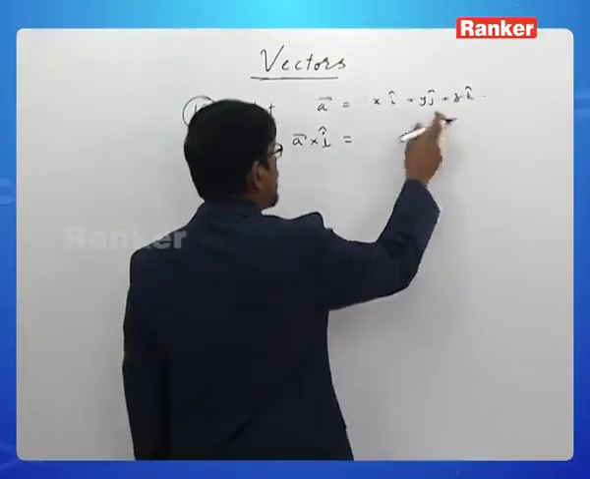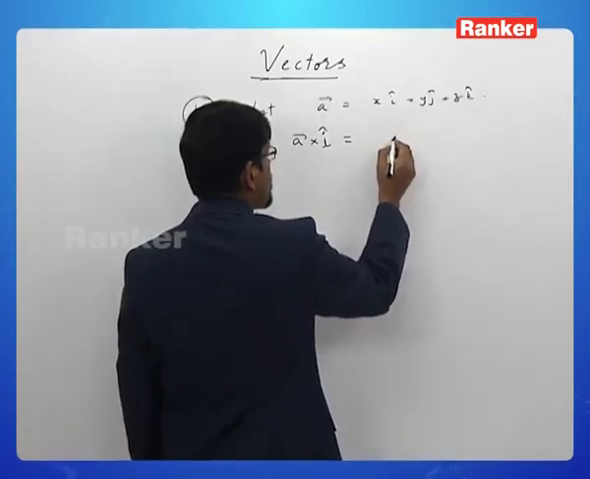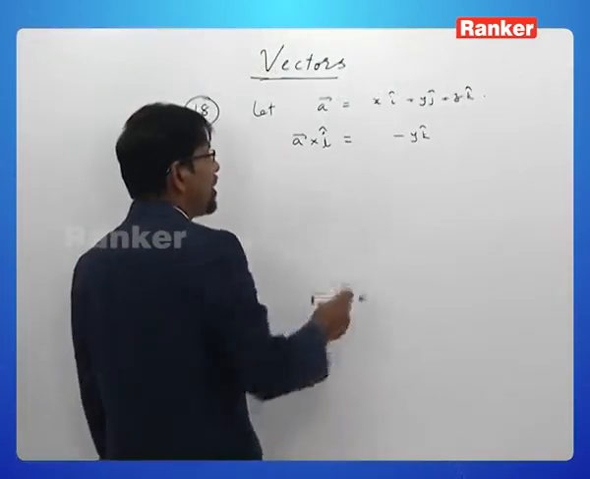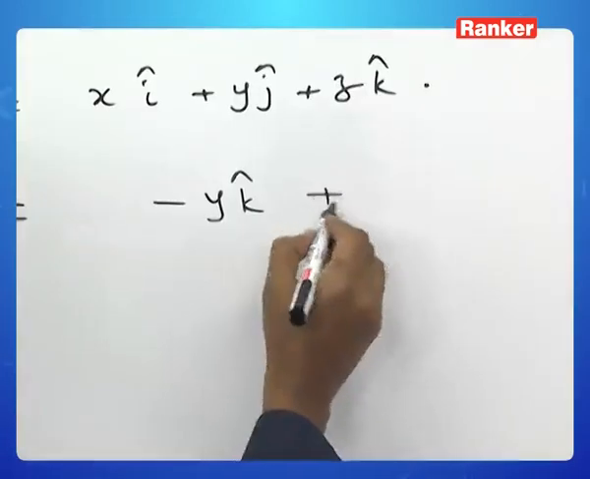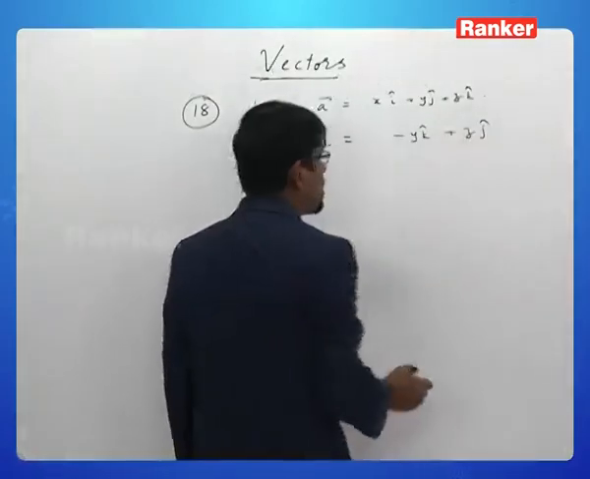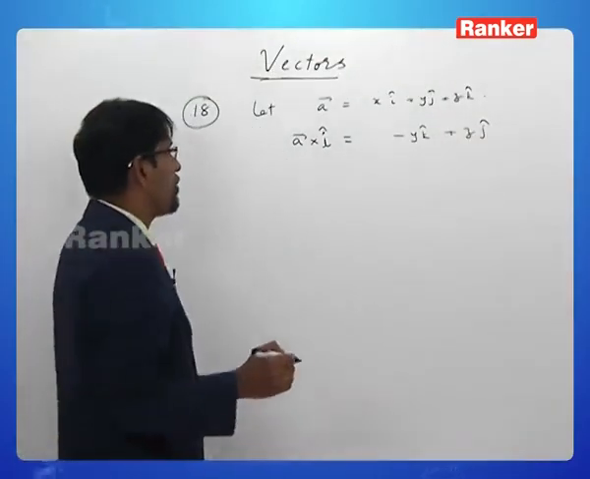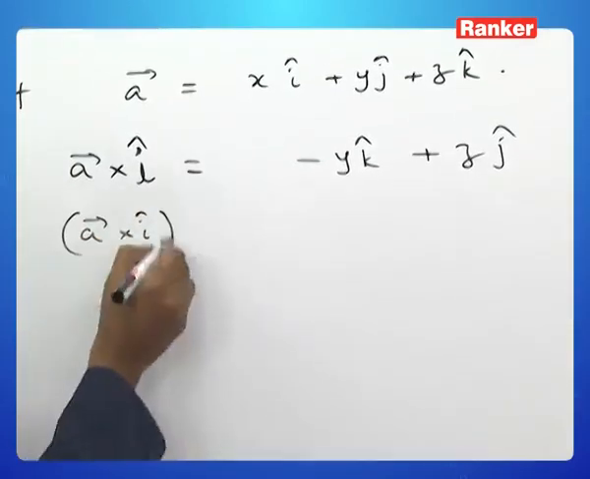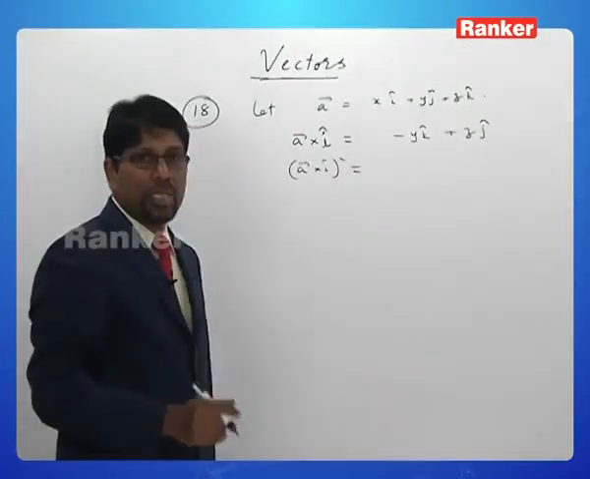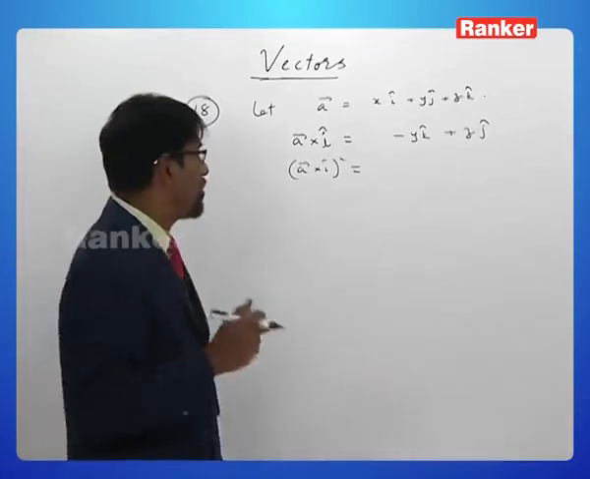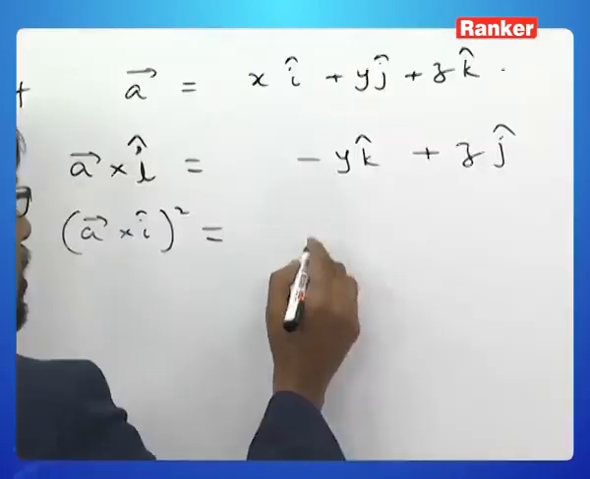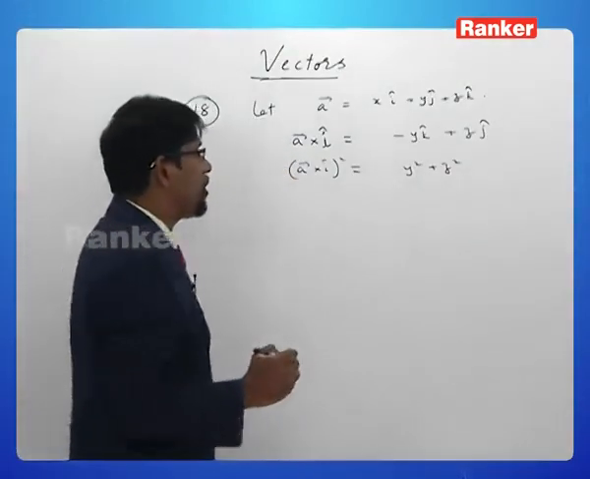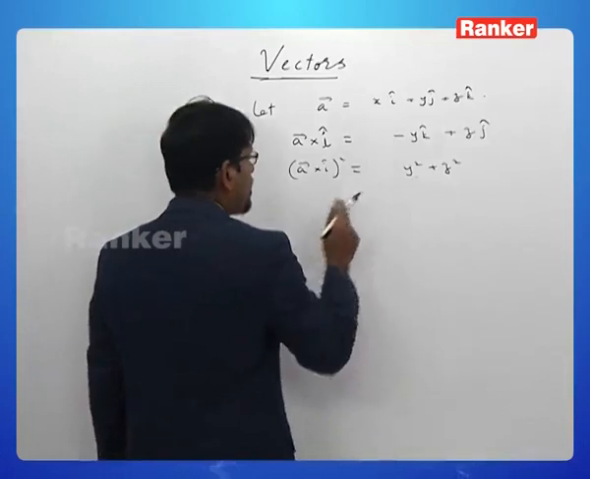That's going to be y into j cross i, that's going to be minus yk. z into k cross i will be j. So zj minus yk. What is the magnitude of a cross i squared? The square of a vector is nothing but the dot product of the vector with itself. So what do we have here? You get y square plus z square, the square of the magnitude of it.